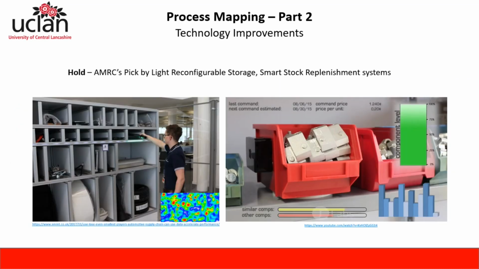Then to improve the hold or storage, you can use technologies such as the AMRC's Pick by Light reconfigurable storage system, which you can see on the left, which highlights whether you've picked parts from the appropriate place or not by red or green indication of LEDs. Then on the right you have smart stock replenishment systems, which can either have weighing scales underneath or other methods to count how much stock is left, so you can automatically reorder parts when needed.